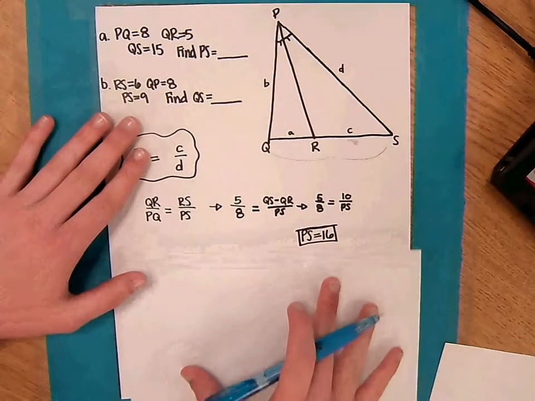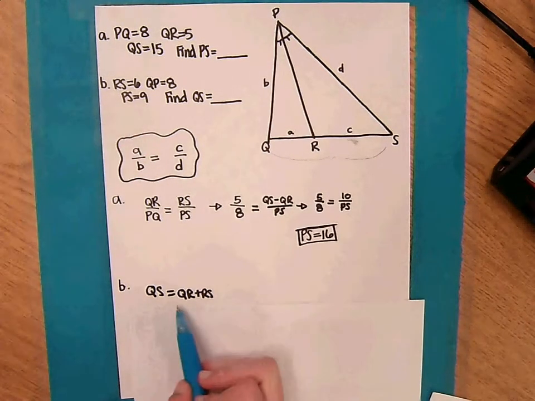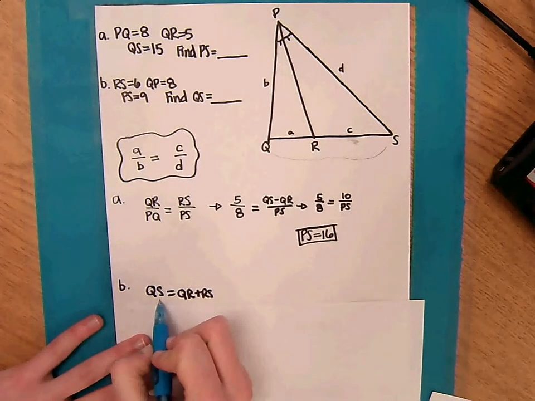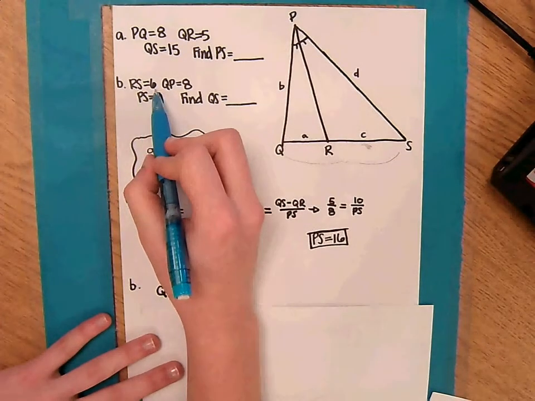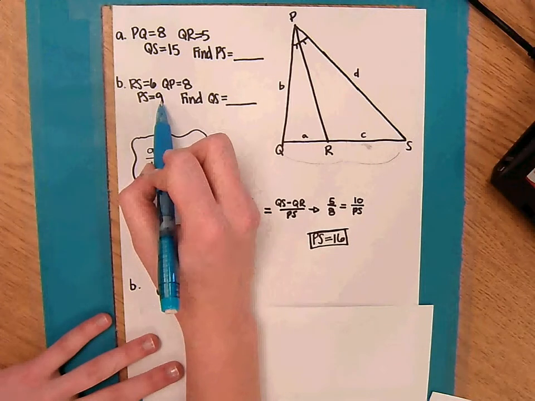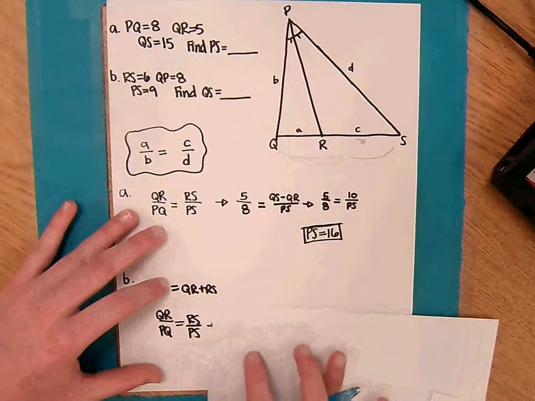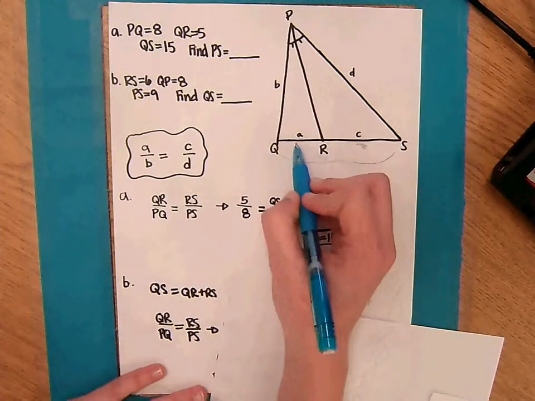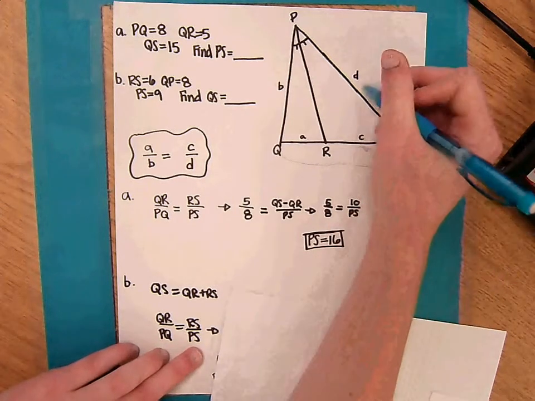Now for B, I'm going to set it up the same way, but first I'm going to show QS equals QR plus RS. That's exactly what we just stated. Since you're finding QS and you only have RS, that's another reason why I put that there. For this one, RS equals 6, QP or PQ equals 8, and PS equals 9, and you're trying to find QS, which is this whole bottom side. Then you're going to set it up like this. QR, which is A, over PQ, which is B, equals RS, which is C, over PS, which is D.